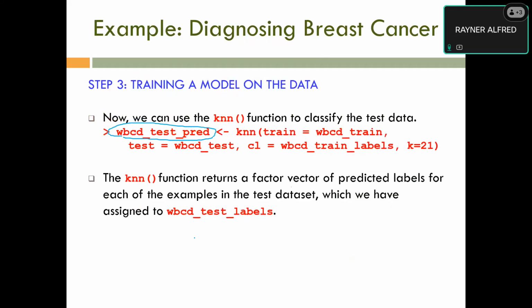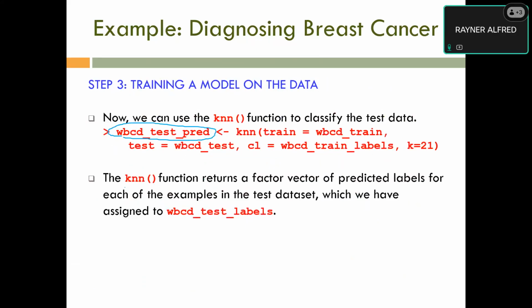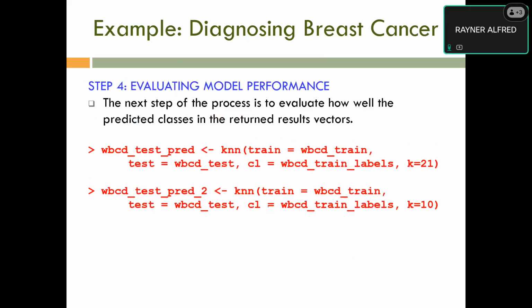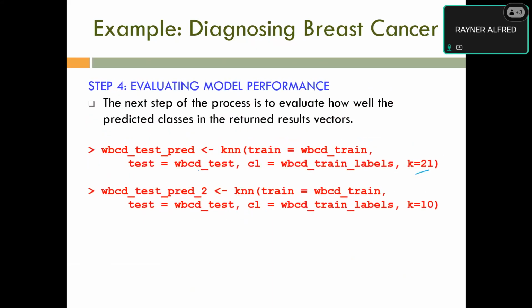Okay, so how do we look at the result? Okay, so no, not result. This is the model. This is the model. So we use the model here to do the prediction. Not really. This is the result that we have using k equal to 21. The next slide just shows you that we can have two predictions here using k equal to 21 and k equal to 10. So we have two predictions here.